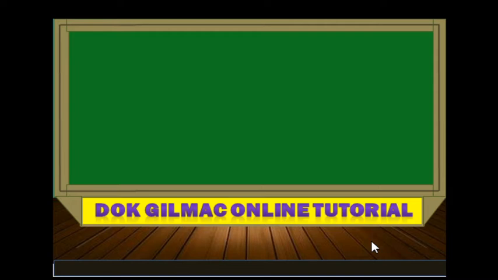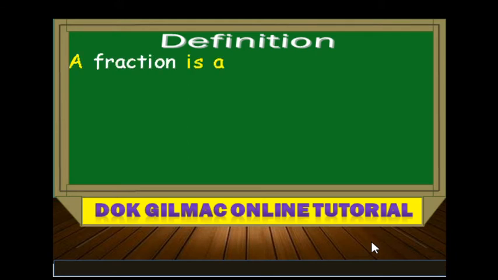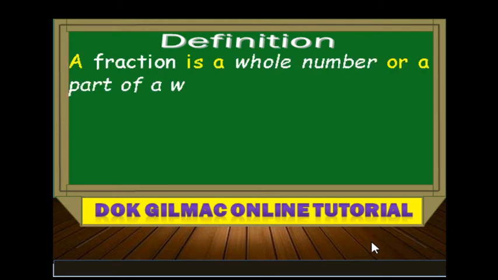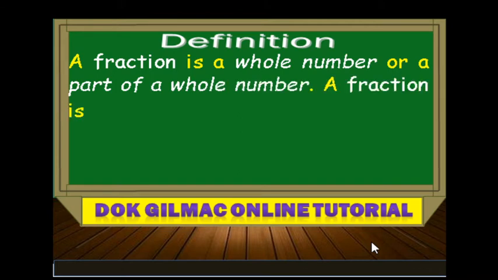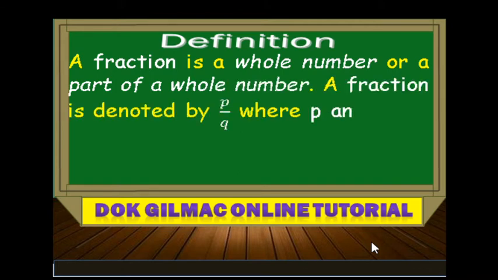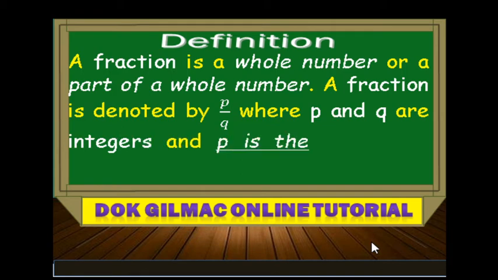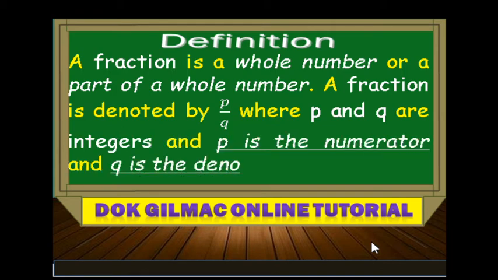Let's identify the difference between the proper fractions, improper fractions, and mixed fractions. So let's have the definition. A fraction is a whole number or a part of a whole number. A fraction is denoted by P over Q, where P and Q are integers or whole numbers, and P is the numerator, and Q is the denominator.